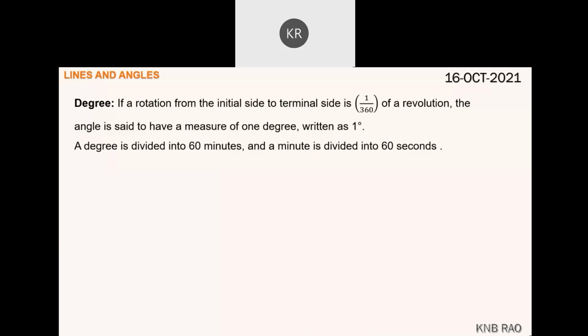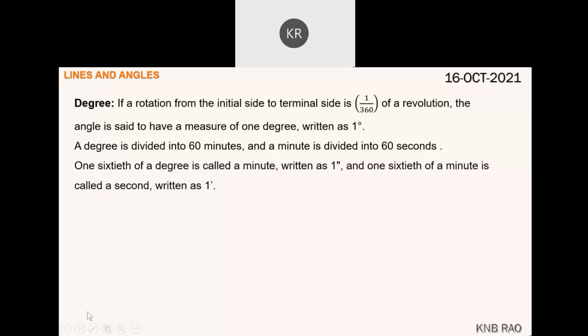Don't get confused with a clock. In a clock, it is different. This is an angle: angle minutes, angle seconds. So 1/60th of a degree is called a minute. 1/60th means 1 upon 60th portion of a degree. 1 upon 60th portion of a degree is 1 minute. This way we will show. So 1 degree equals 60 minutes.